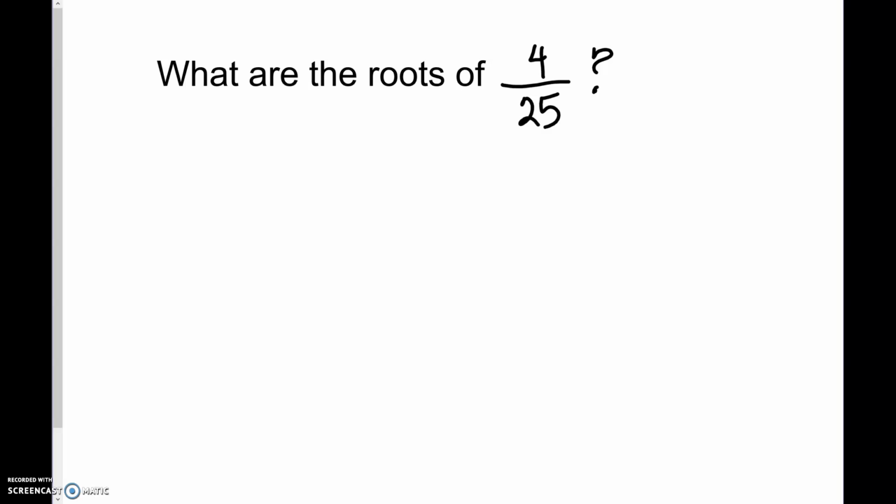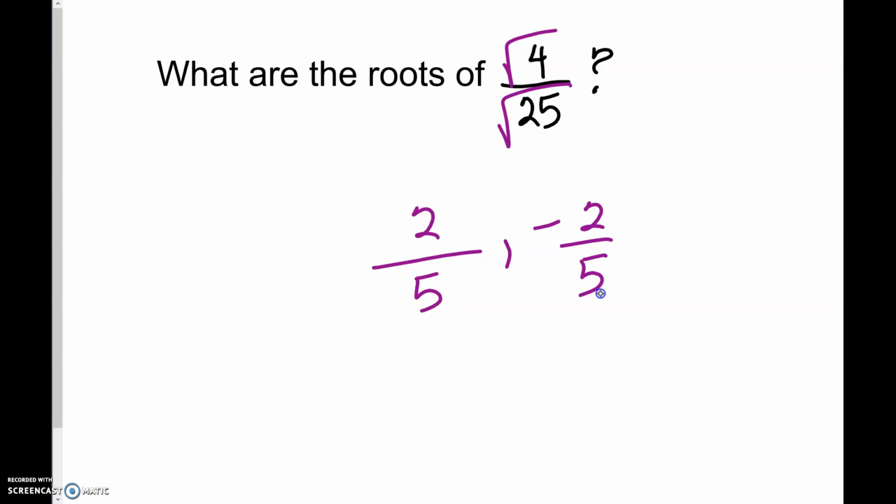Okay, what are the roots of 4 over 25? Give this a try. We're going to take the square root of 4, which is 2, and the square root of 25, which is 5. And remember, you also have to take the negative one, so we get 2 over 5 and -2 over 5.